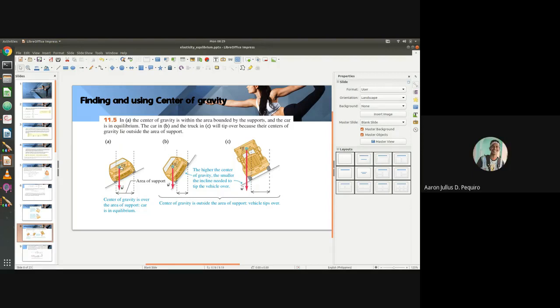Flat, sir. Kanus-a ka makaingon nga ang center of mass ug center of gravity nimo is equal? Pareho sila ug position kung ang acceleration due to gravity, sir, equal ang value at all points.